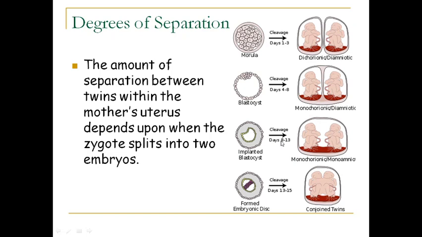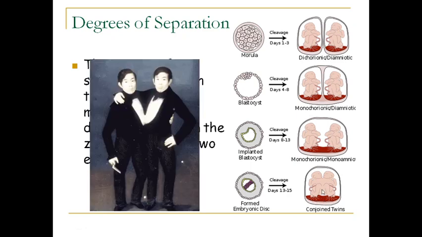If they split 8 to 13 days later, they're going to share both of them. So they're going to be pretty close here. They're going to actually be able to make physical contact with each other, whereas here they couldn't because they had this little divider between them. But now they're going to share both of the sacs. If they split about 13 to 15 days after conception, they will not have actually split from each other. They're going to be stuck together.